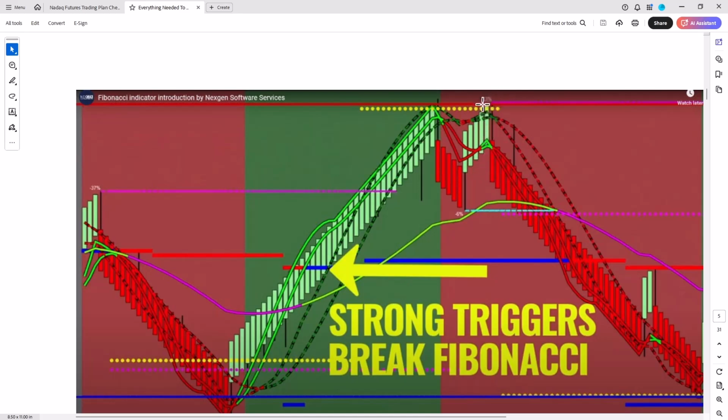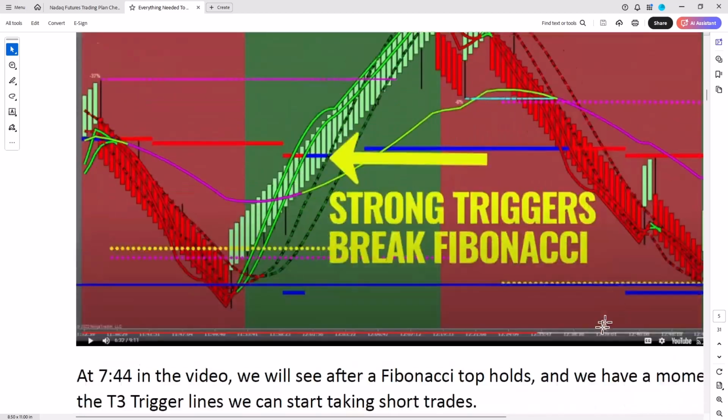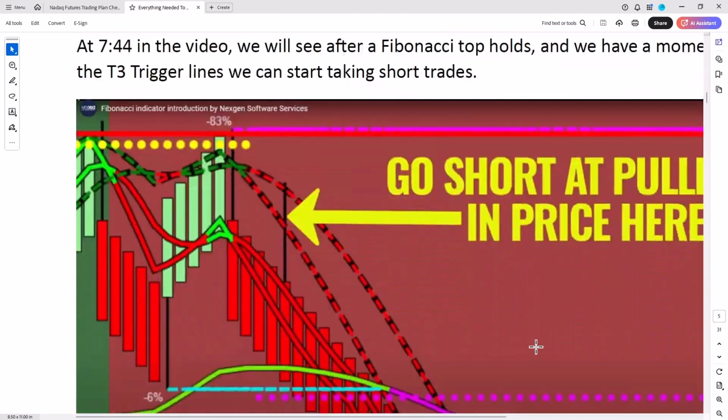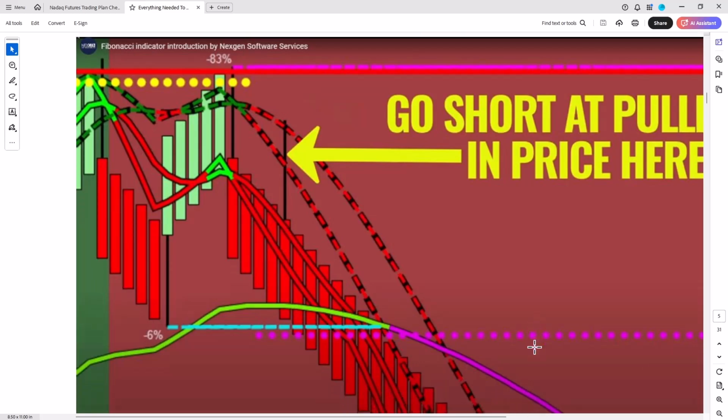But when we're up here, we want to start being very assertive for short trades. And then, look, vice versa, same thing. Essentially what you're looking for as a trend trader is for resistance to hold, and then you're looking for both triggers to be crossed down.